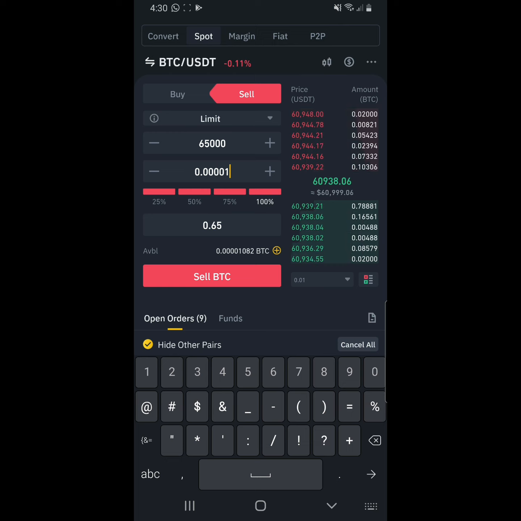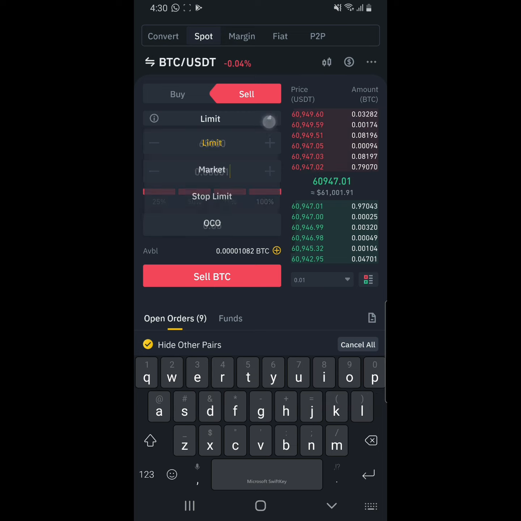I place my order. I just click the sell button. It will place my order and keep it there. Once BTC gets to 65,000, it will take my order. My order will execute immediately without wasting time, because that was the instruction I gave the system to do.